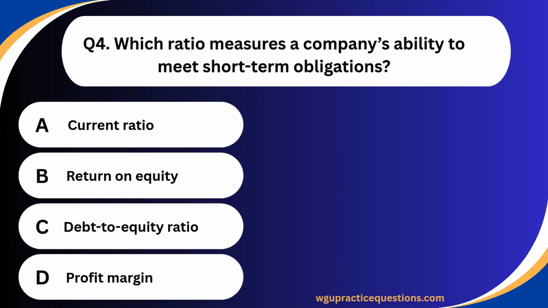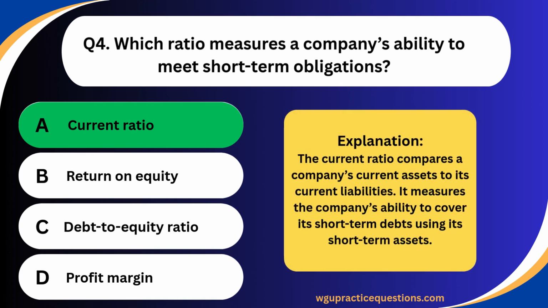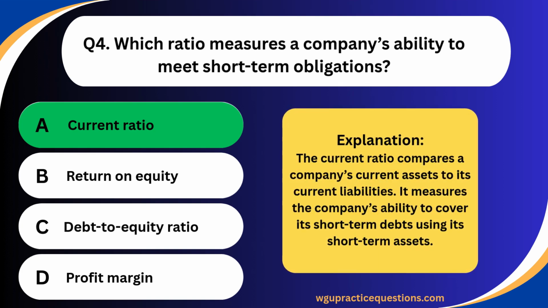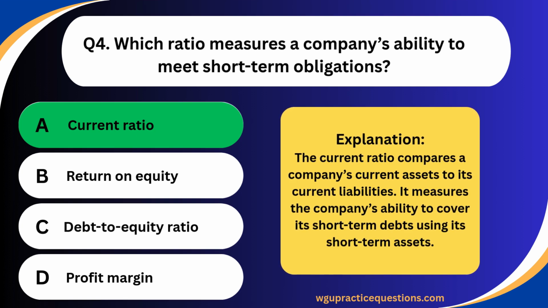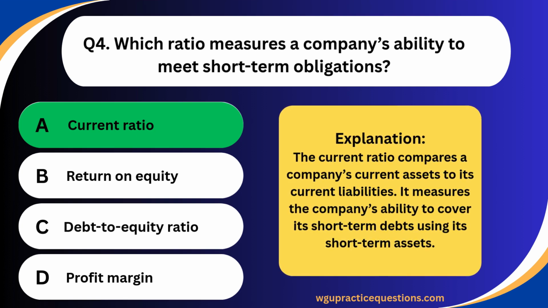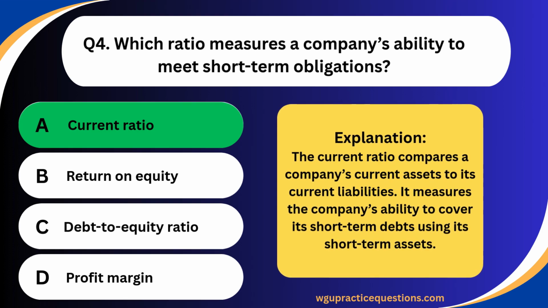The correct answer is A. Current ratio. Explanation. The current ratio compares a company's current assets to its current liabilities. It measures the company's ability to cover its short-term debts using its short-term assets.